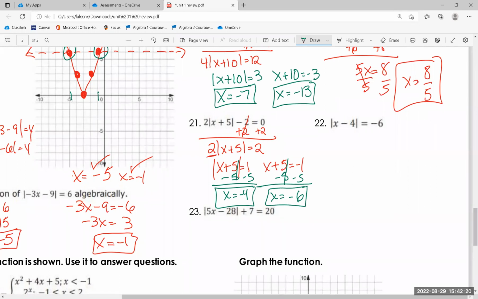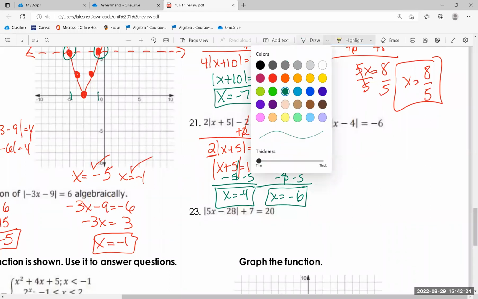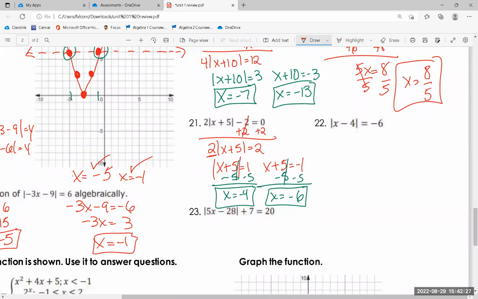All right, number 22. I noticed that the equation is equal to a negative number, and there is no way that an absolute value can be equal to a negative number. So we know this one is no solution.